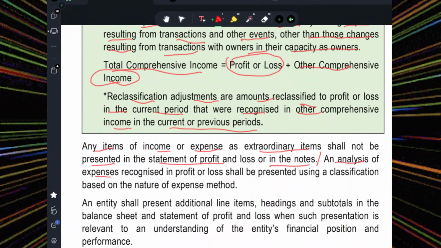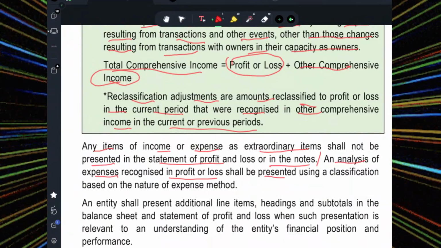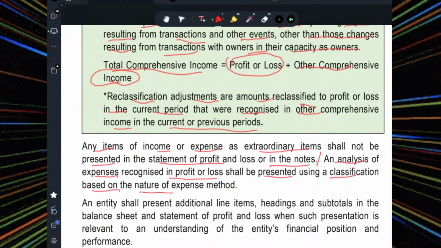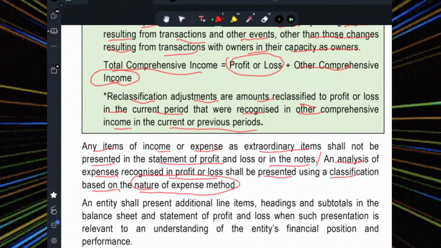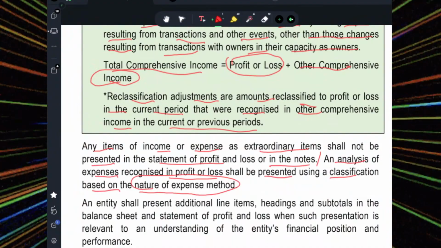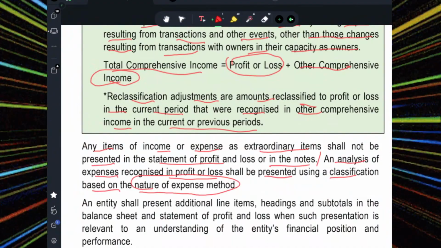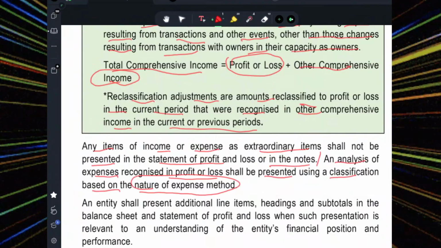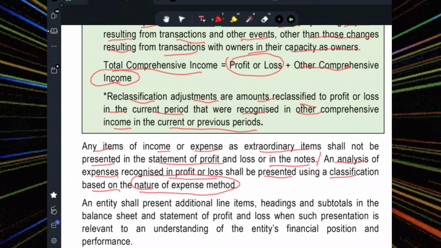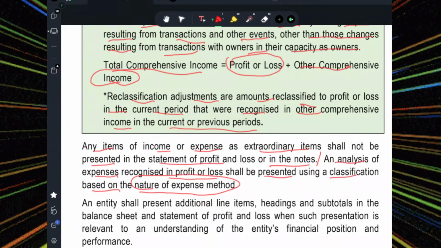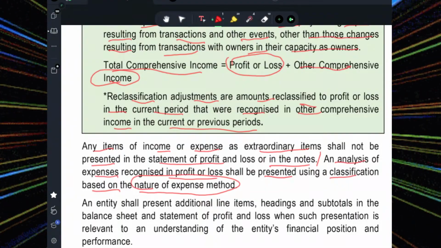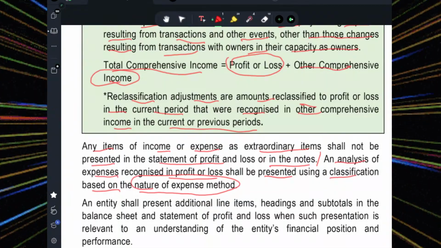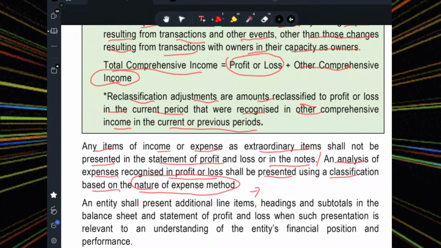An analysis of the expenses recognized in profit and loss shall be presented using a classification based on the nature of the expenses method. So what do we need to analyze? That analysis is based on what? Expenses recognized in profit and loss shall be presented using a classification based on the nature of expense. So what are the expenses?